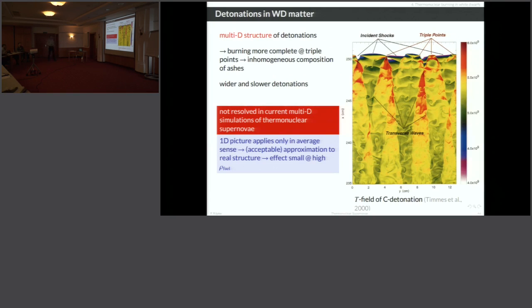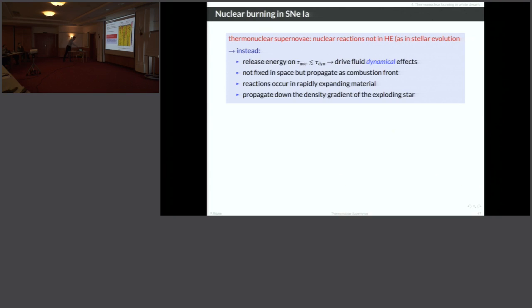This is far from being resolved in current multidimensional simulations of thermonuclear supernovae. So the argument you can still make is that this 1D picture we had developed of planar detonations before still applies in an average sense, and this is an acceptable approximation for the real structure. The effect, however, is that in total burning will be a little bit less complete and slower in these detonations if you consider the multi-D structure, but this effect is small at high fuel densities and becomes more important at lower fuel densities. But this is something that's currently not treated in multidimensional simulations of thermonuclear supernovae.